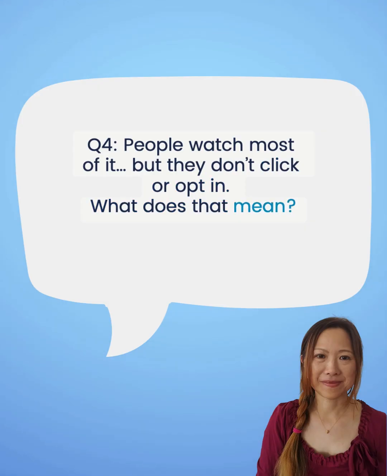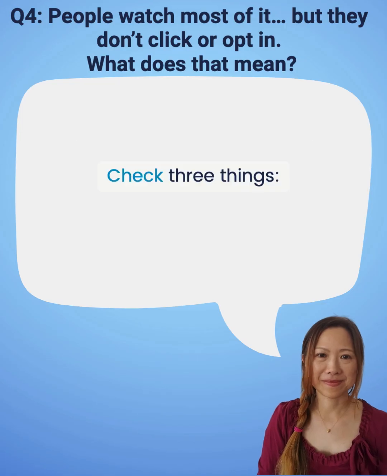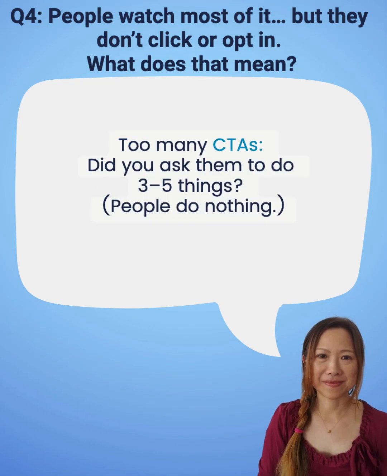People watch most of it, but they don't click or opt in. What does that mean? This is the classic action signal. Check 3 things. Too many CTAs. Did you ask them to do 3 to 5 things?